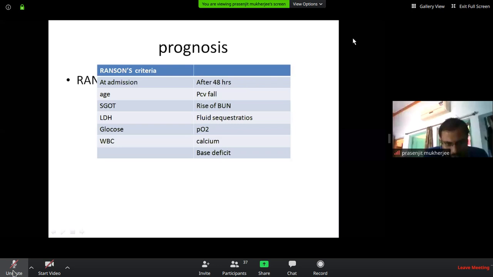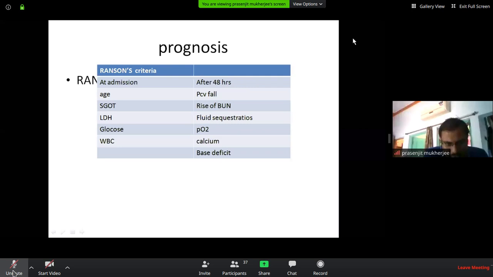These are to be checked after 48 hours of admission. There is a fall of hematocrit value. If there is more than 10% fall of hematocrit value, it is considered to be positive. Rise of blood urea nitrogen, again very important. Rise of blood urea nitrogen more than 5 milligram per deciliter, then it is considered as positive. Fluid sequestration, more than 6 liters, we consider it to be positive.